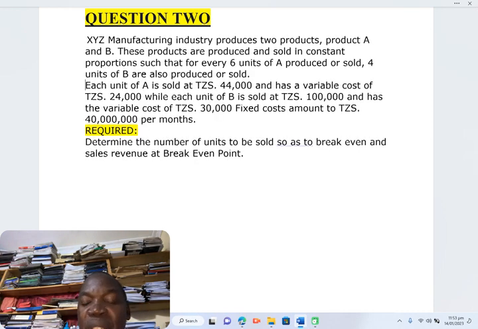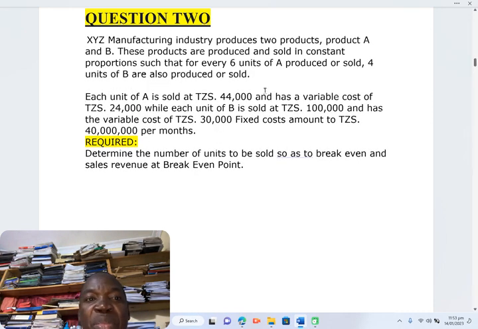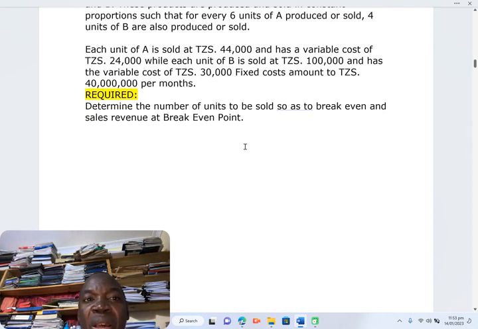I will explain these weights, which are very important. Number 2, each unit of A is sold at a selling price of TZS 44,000 and has a variable cost of 24,000 shillings, while each unit of B is sold at TZS 100,000 and its variable cost is 30,000.